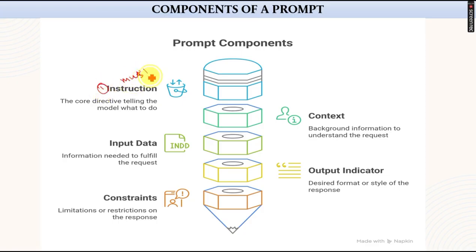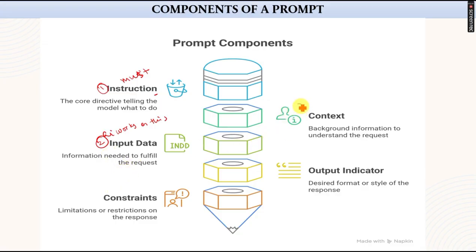This tells the AI what to do. For example, summarize this paragraph or translate this sentence to French. The second key component is input data. This is the actual content or example that the AI needs to work on, like a sentence, a paragraph, or a set of numbers. Without input data, the instruction is incomplete.